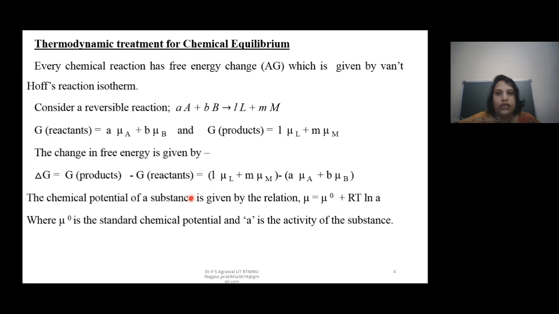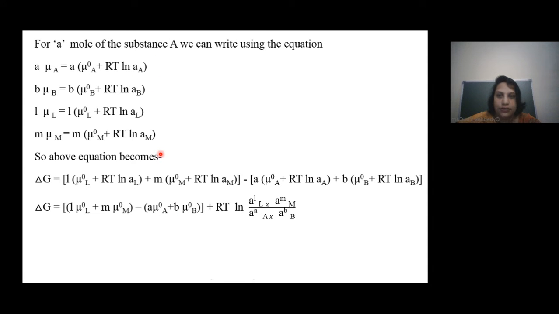The chemical potential for any substance is given as mu equals mu 0 plus RT ln a, which we have studied in the previous series. What is mu 0? It is the standard chemical potential, and a is the activity of the substance. So this we write down for mu A, mu B, mu L, mu M like this.